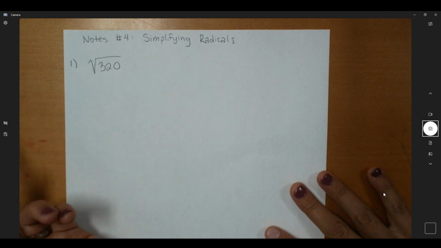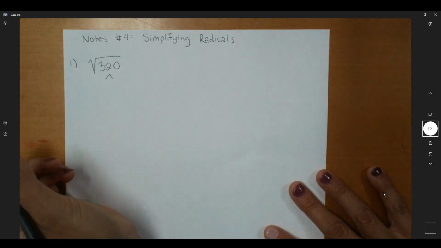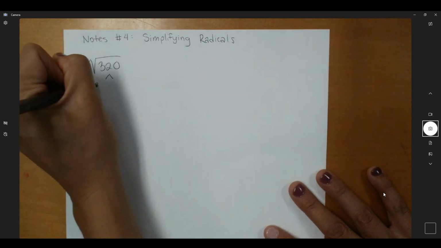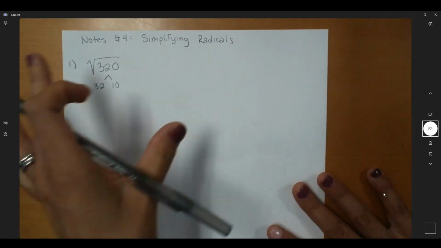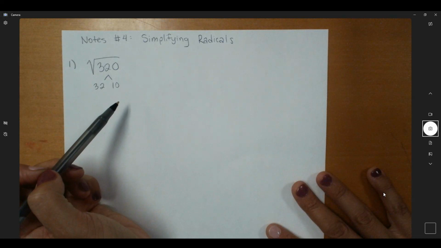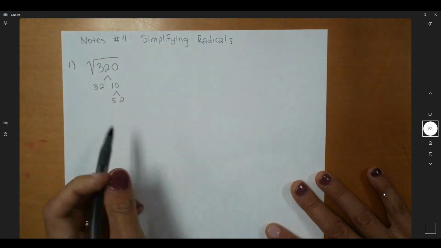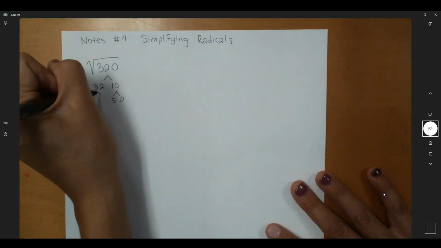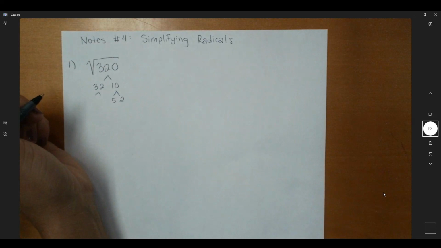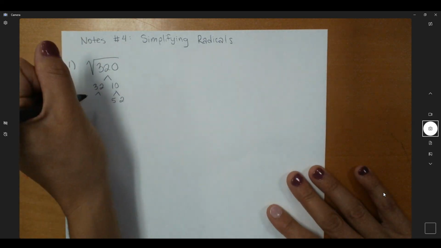So there's so many different ways to do this, but just choose something that multiplies to be 320. So I'm going to do 32 and 10. And we're going to make a tree, and we're going to go all the way until we have prime numbers. So 10 is 5 times 2, and those are now prime numbers. You can do 2 times 16. You can do 4 times 8, whatever you want to do.